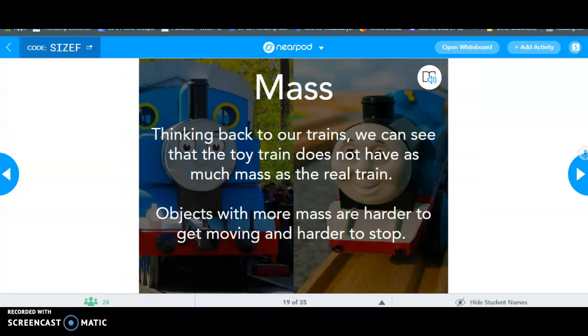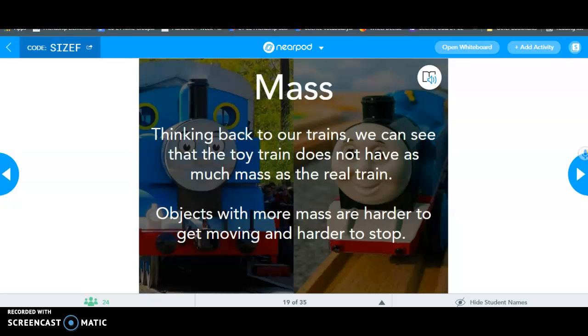So again, just like the ping pong ball and the golf ball, it doesn't always have to be things that are the exact same size. You can have things that are completely different, like the toy train and the real train, and realize that the real train has more mass. And Brandon, something that we start to notice, things with more mass inside of them take more force to move them. Would you agree with that statement?